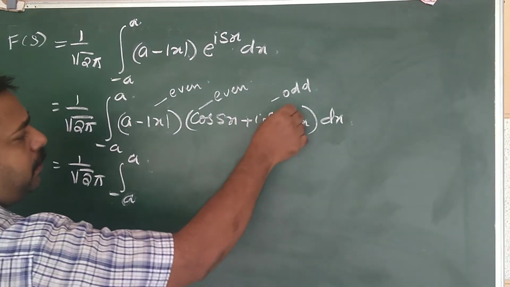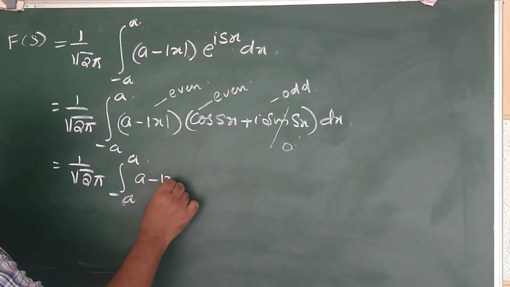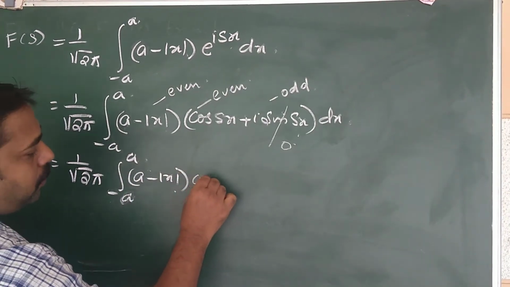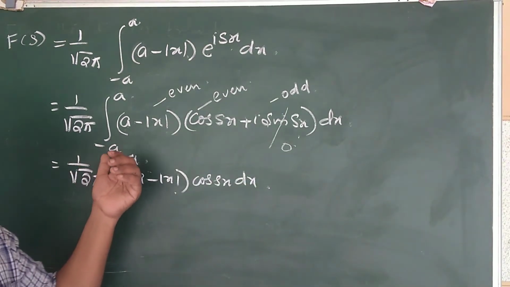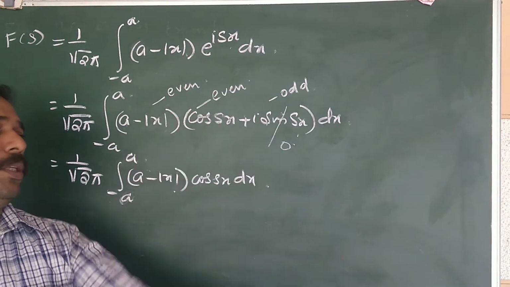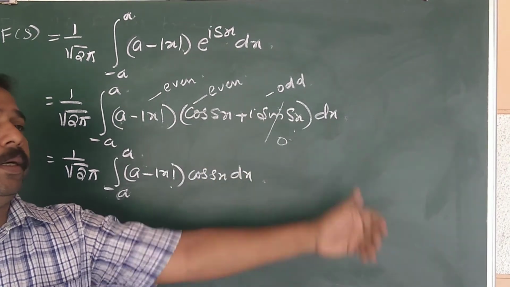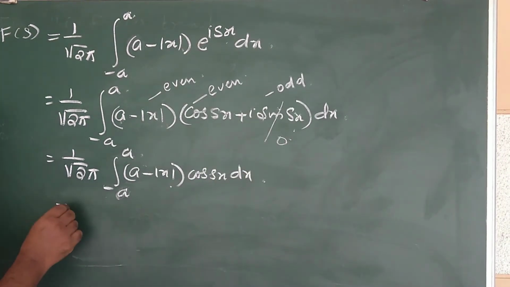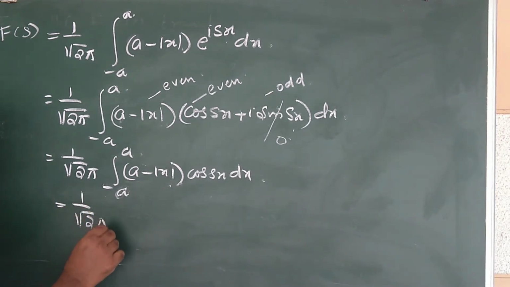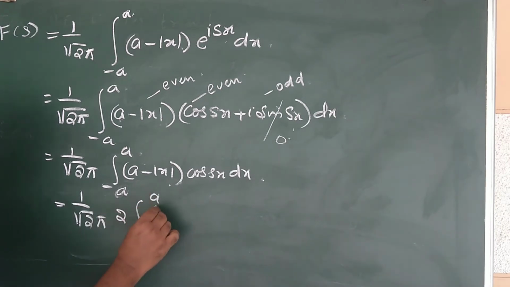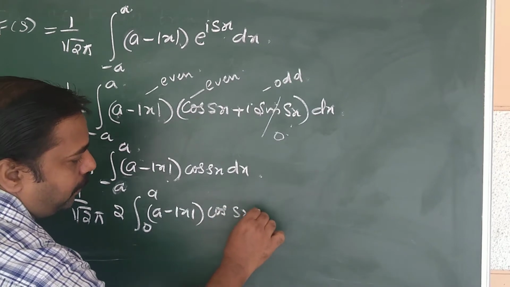So we can cancel this, this is equal to 0. So this value is equal to the integral of a minus mod x cos sx dx. For an odd function, the integral from minus a to a of f of x dx is equal to 0. So we will get a minus mod x into cos sx dx. Now since this is an even function, this can be written as 1 by root 2 pi into 2 into the integral from 0 to a of a minus mod x cos sx dx.